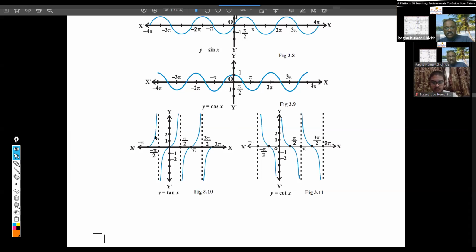Similarly, cot x is exactly the mirror image of tan x, and of course it is also the reciprocal of tan x. Just compare it, and here cot 0 is undefined and hence the graph is in the decreasing form. It is always decreasing. Okay, I hope you understand that.